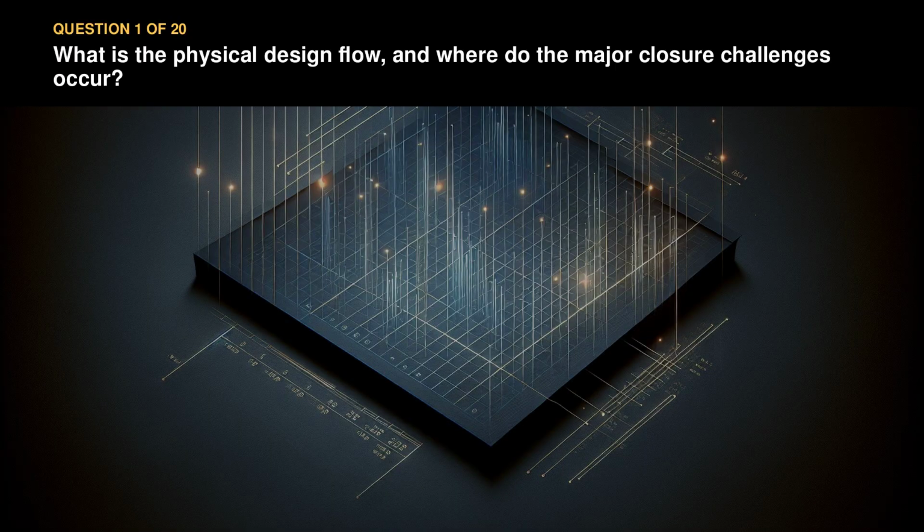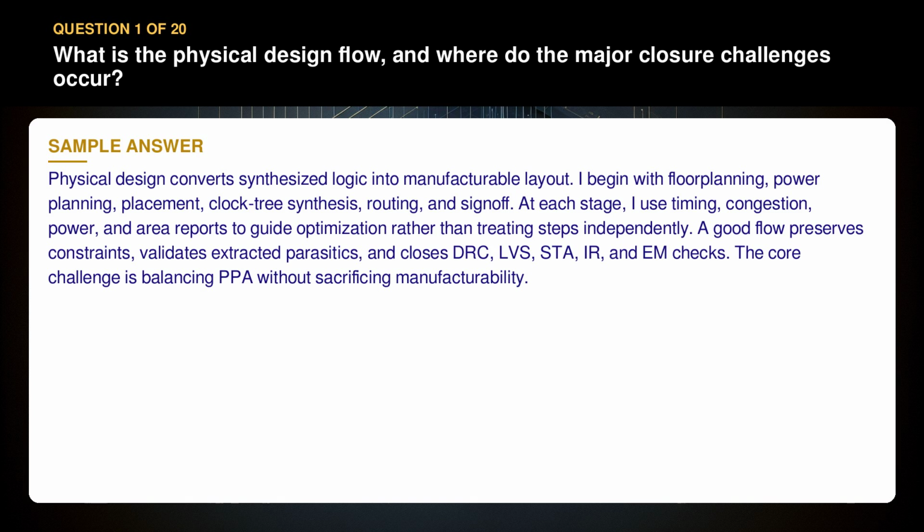Question 1. What is the physical design flow, and where do the major closure challenges occur? Physical design converts synthesized logic into manufacturable layout. I begin with floor planning, power planning, placement, clock tree synthesis, routing, and sign-off. At each stage, I use timing, congestion, power, and area reports to guide optimization rather than treating steps independently.